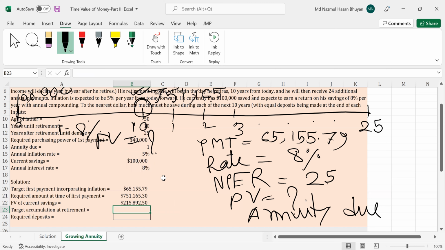So the future value of your father's savings is how much? $251,892.50. So you can see here, your father needs how much? Your father needs this money. And then how much he's gonna get from his current savings?